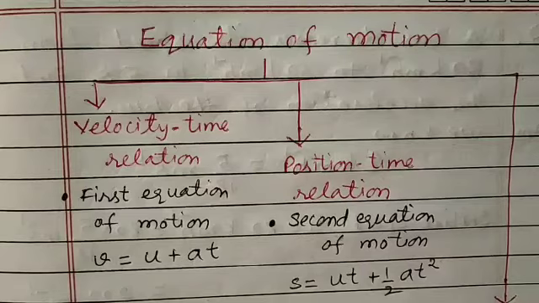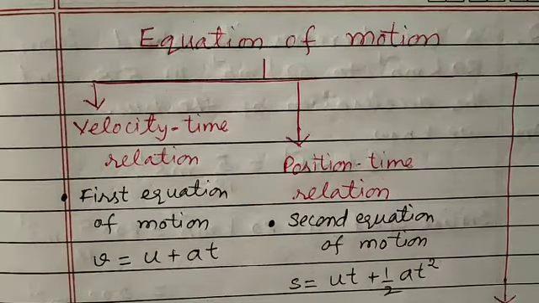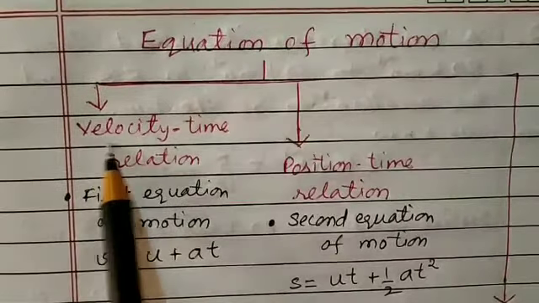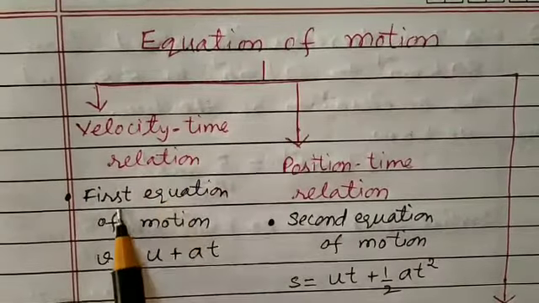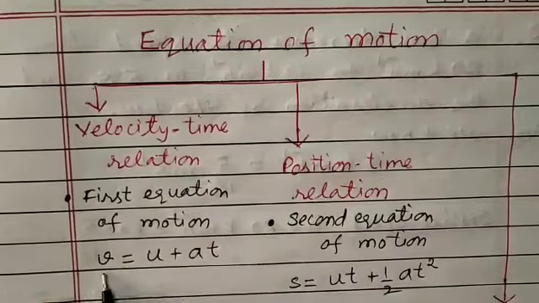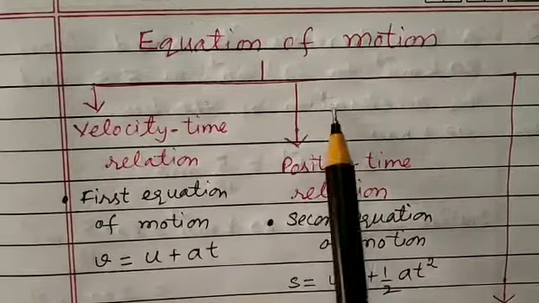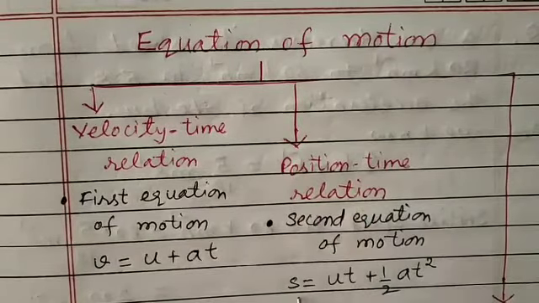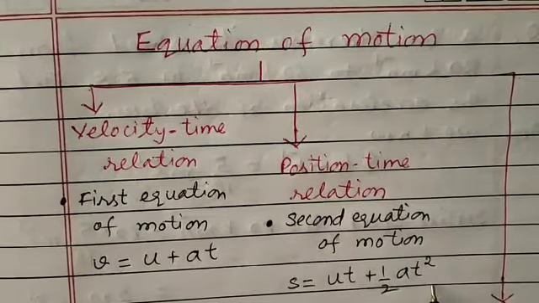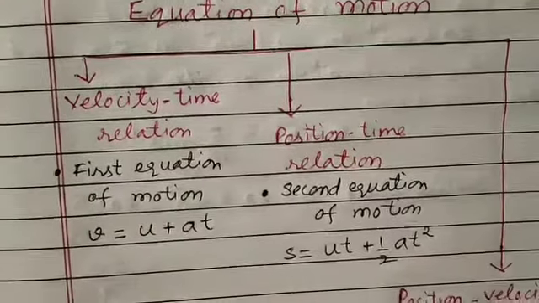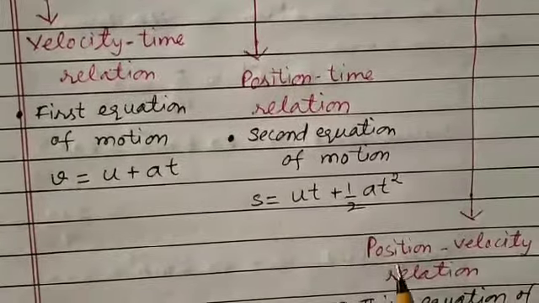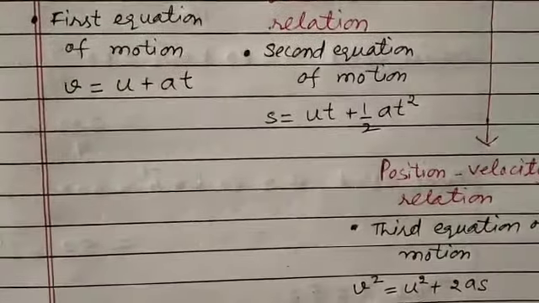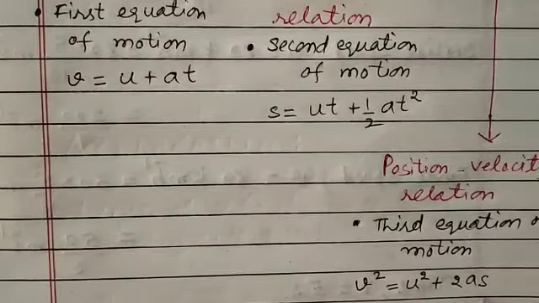So as we know, in motion we have three types of equations. Equation of motion, three types: velocity-time relationship. This is the first equation of motion, that is v is equal to u plus at. The second type is the position-time relationship, which is s is equal to ut plus half at square. And the third type is the position-velocity relationship, that is v square is equal to u square plus 2as.